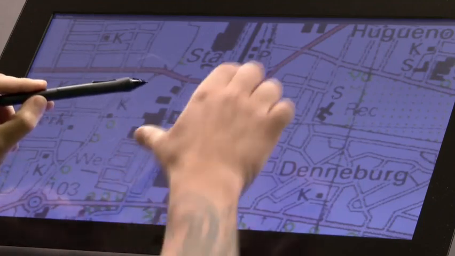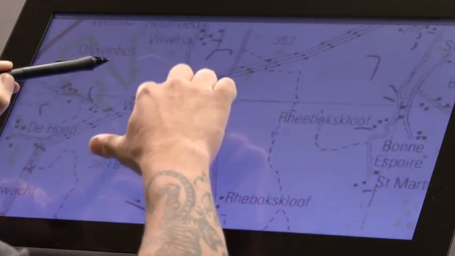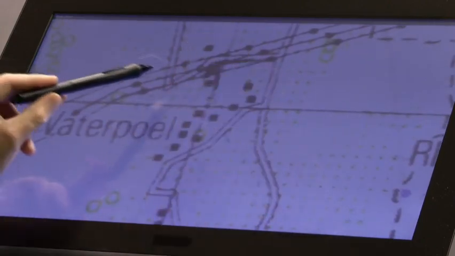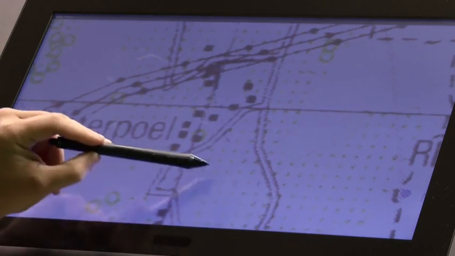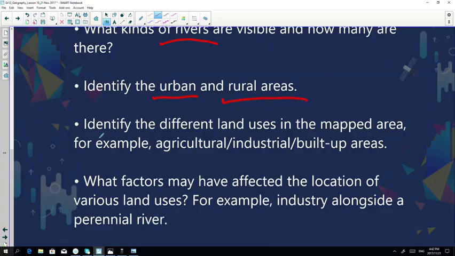That's an urban area. And if you look at the surrounding areas of Paarl, you can see lots of cultivated land situated around the town of Paarl. So we can really make the assumption that Paarl is a central place town. It provides services to the surrounding rural area. If we go back to our notes, identify the different land uses.